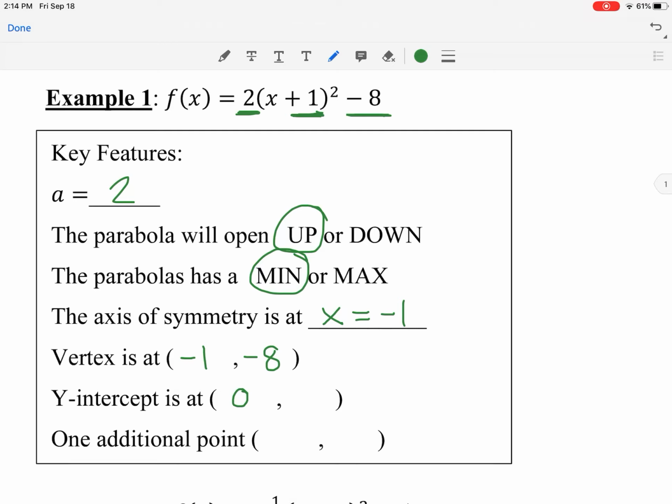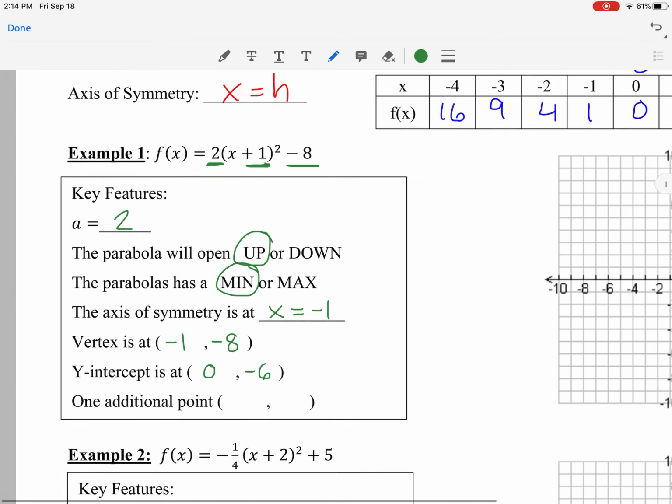So if you have an equation, all you have to do is take that 0, plug it in for x, and then solve, and that will give you your y-intercept. So for us, 0 plus 1 is 1, 1 squared is 1, times 2 is 2, minus 8 gives us -6 for our y-intercept. And I'm going to wait on the one additional point until after we graph.